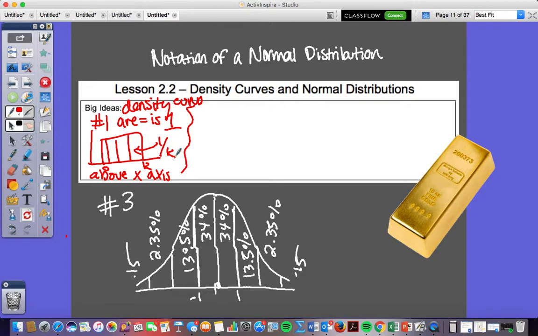Also, real quick, if it is symmetric, what do we use for our measure of center? Mean, good, which is also my median, right? How do I describe this? Approximately normal. And is it symmetric? Yes, it is. Good.